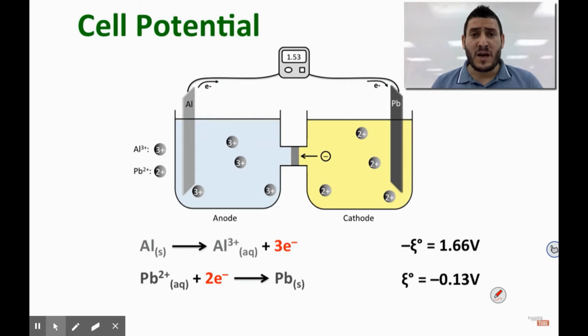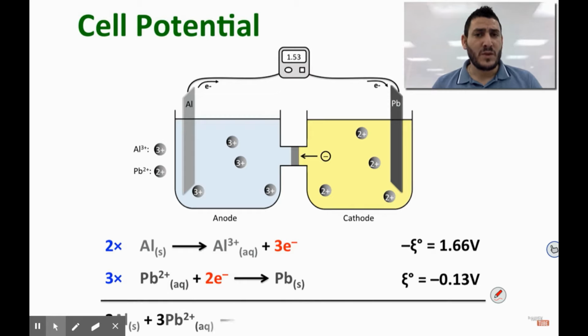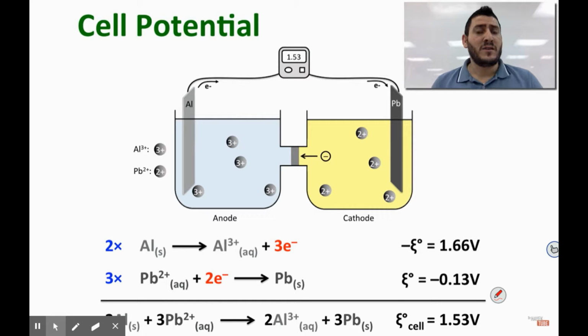Now, to sum these two half equations, as we know from balancing redox reactions, we need to multiply by two integers. We need to multiply by 2 the half equation of aluminum, and by 3 the half equation of lead. A very important remark is that when you multiply the half equation by an integer, you do not touch the standard reduction potential. After that, when you find the redox reaction, you sum the two standard reduction potentials, and therefore you get 1.53, which is the cell potential.